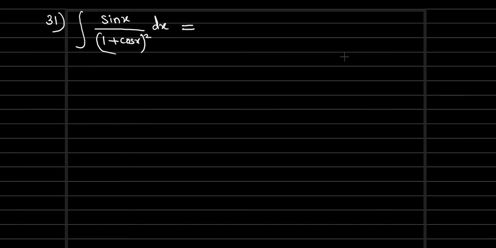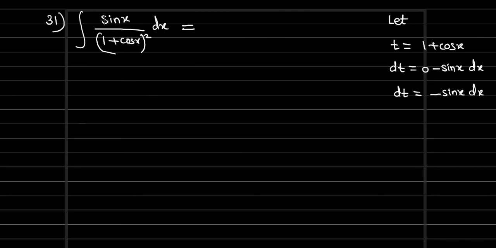So as usual, the 1 plus cos x we can take as t. So let t equal to 1 plus cos x. Now differentiating this, constant term differentiation 0, cos x differentiation minus sin x, x differentiation is dx. So we have dt equal to minus sin x dx. In the numerator we have only sin x dx. So sending minus to the other side, minus dt equal to sin x dx. Now these things we are going to substitute in the function. So integral, the product of sin x and dx together is minus dt. And then 1 by 1 plus cos x is only t, so you will have t square.